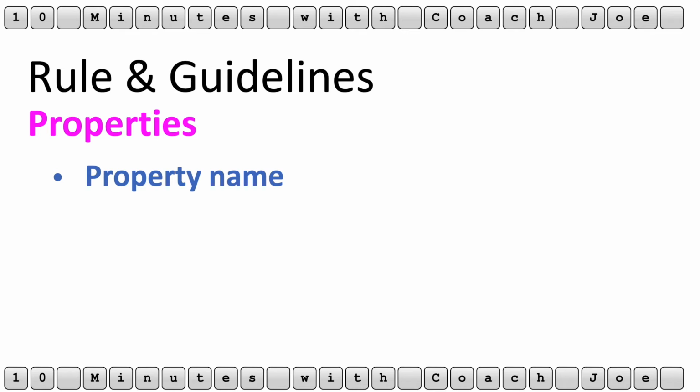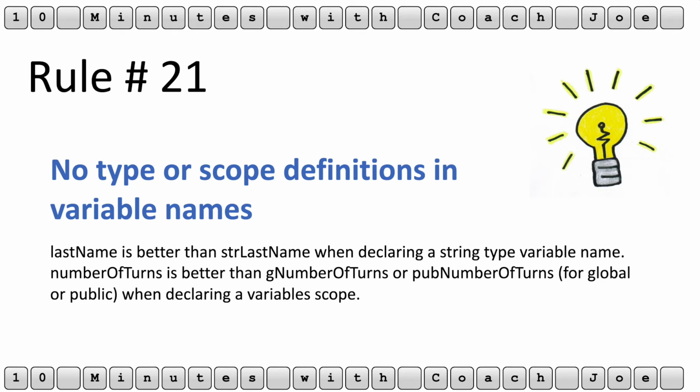The next rule or guideline goes along with property name. Coach Joe rule number 21 states, no type or scope definitions in the property or variable name. In the past, placing str in front of a variable name like last name would give a clue to other developers that the data type is a string, or placing a G in front would mean a global or public variable. Today, the IDEs like IntelliJ and Eclipse will show the data type and the scope, so there's no need to include this clue as part of the variable name.